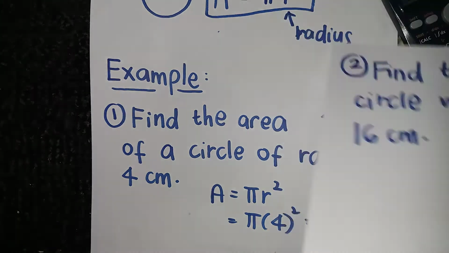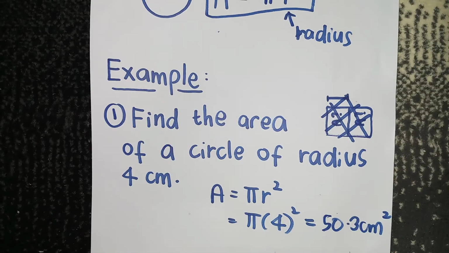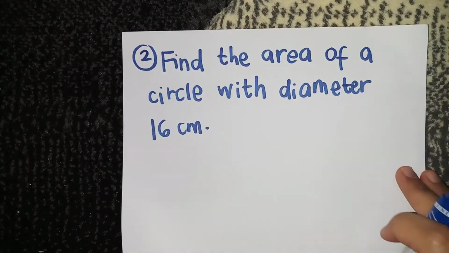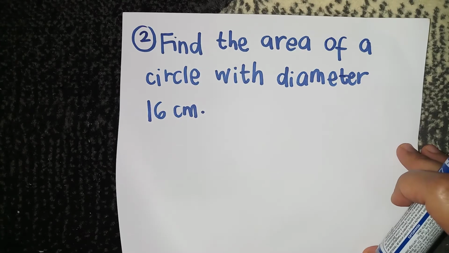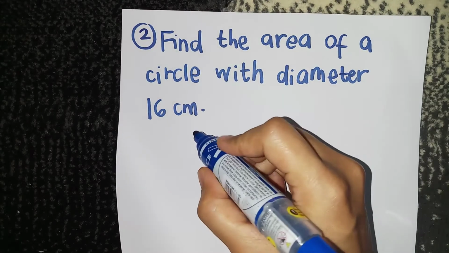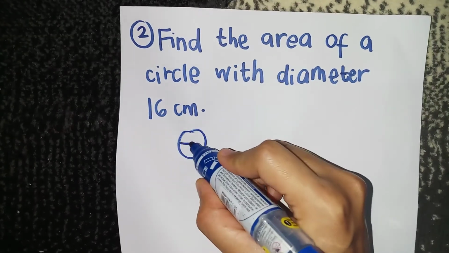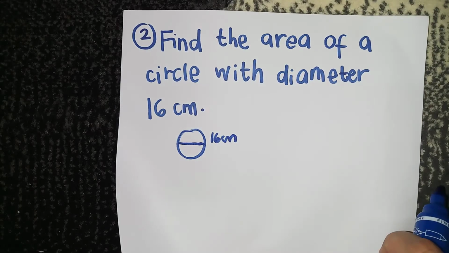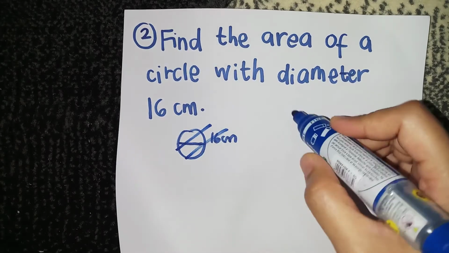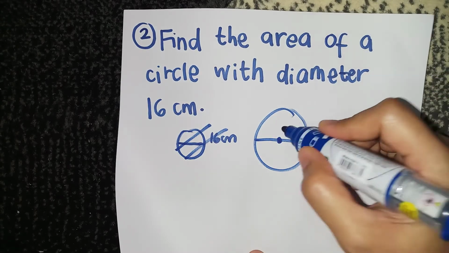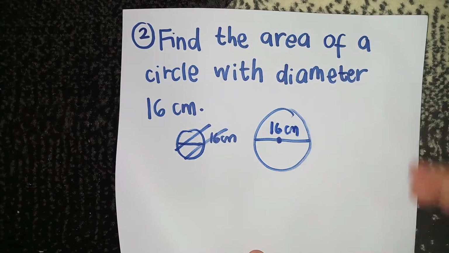Second question. If you need to copy the question and you cannot follow, pause the video and then copy it. Second question: find the area of a circle with a diameter of 16 cm. The diameter is 16 cm. Let me draw it bigger so that you guys can see. That one must pass through the center. So that is 16 cm.